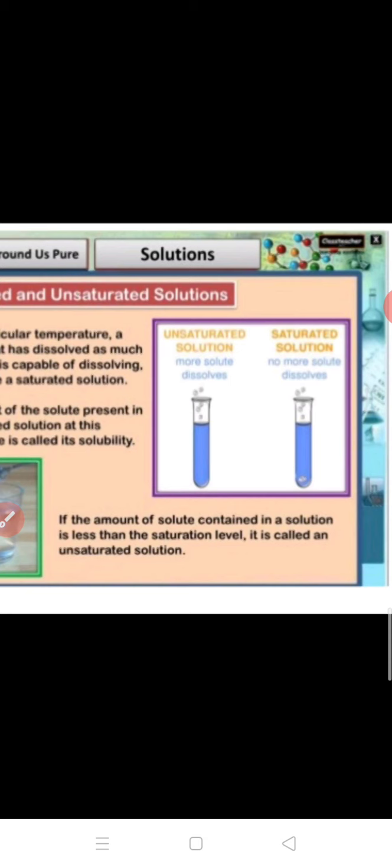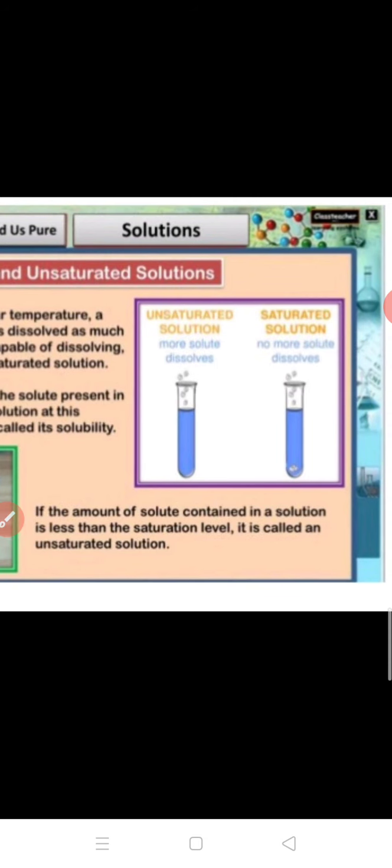So children, can you see two test tubes here? One is unsaturated solution and one is saturated solution. What is written here? More solute dissolved in unsaturated solution, and saturated solution, no more solute dissolved. What does this mean? If the amount of solute contained in a solution is less than the saturation level, then it is called unsaturated solution. So what is this saturated solution? Let us now understand this with the help of this experiment.